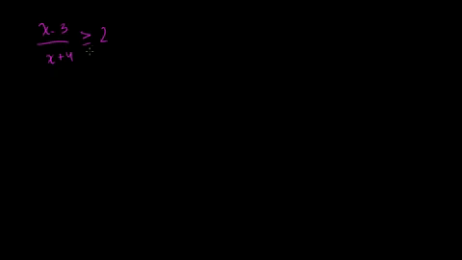Now, in order to do that reasoning that I did in the first video, remember I said, if a divided by b is greater than 0, either both of these are positive or both of these are negative. But this only worked when we had a 0 over here. We have a 2, so we can't immediately do that rationale. But maybe we can if we subtract 2 from both sides. So you have x minus 3 over x plus 4 minus 2 is greater than or equal to 0.